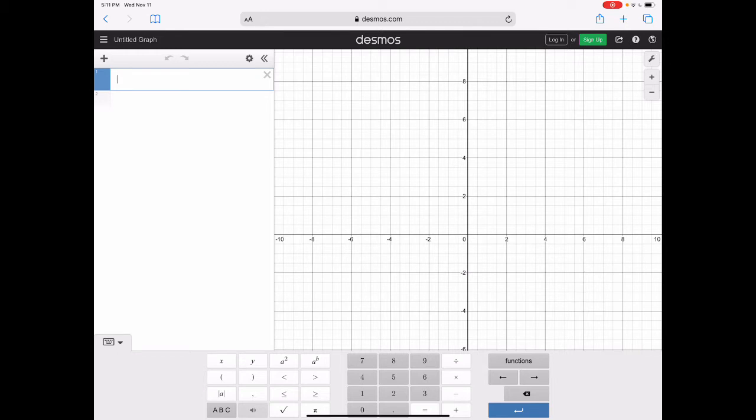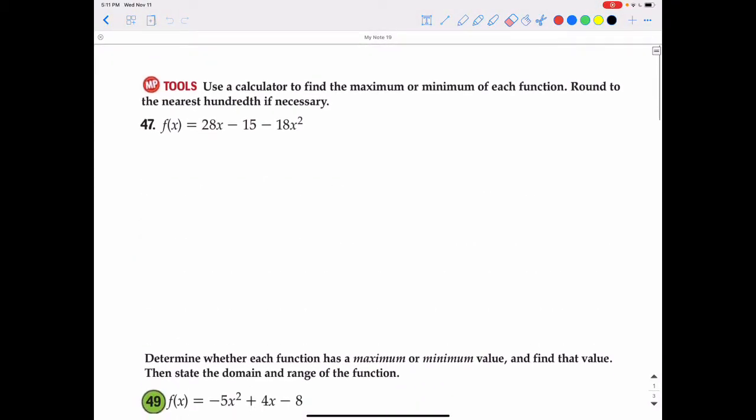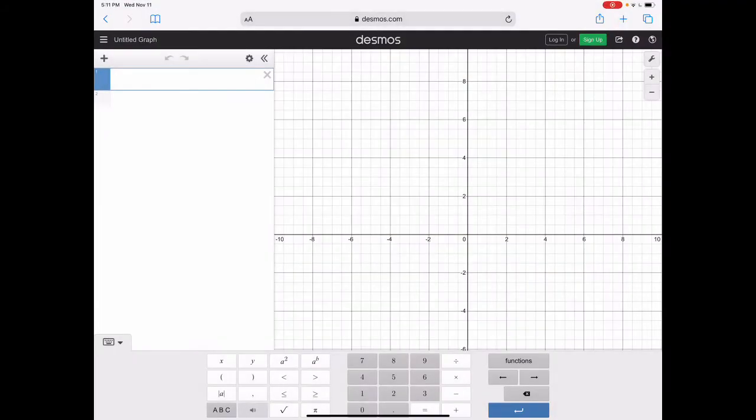You could type it into that, and that's what I'm going to have to do since I am recording this video on an iPad. So what we're going to do is go back to question 47, which says, use a calculator to find the maximum or minimum of each function, round to the nearest hundredth if necessary. It's f of x equals 28x minus 15 minus 18x squared. So I will go to Desmos and I will type that in.